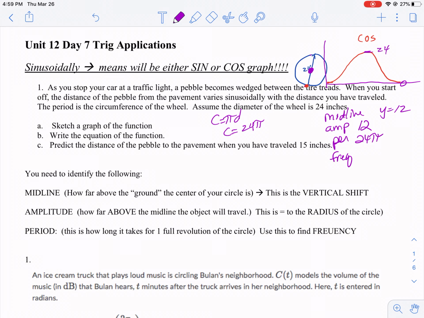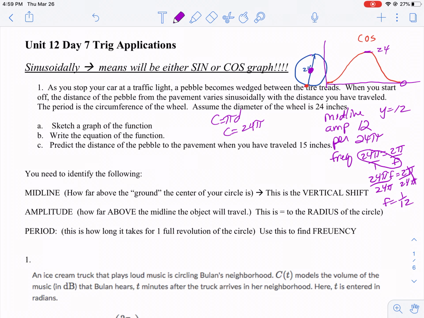Frequency, we use our formula. Period equals 2 pi divided by frequency. Cross multiply. 24 pi f is equal to 2 pi. Divide by 24 pi. Okay, f equals, the pi's cancel out and you get 1/12. So the frequency is 1/12.